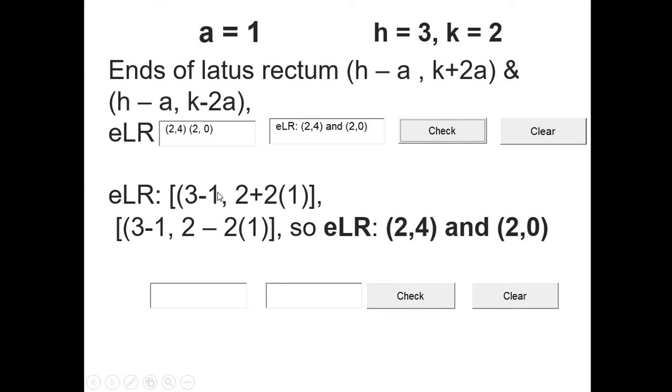Yun, ito naman yung solution niya. Substitute mo lang. 3 minus 1 is 2. Tapos, k plus 2a, 2 plus 2 is 4. 2 minus 2 is 0. Correct. 2, 4, 2, 0 are the endpoints of the latus rectum.